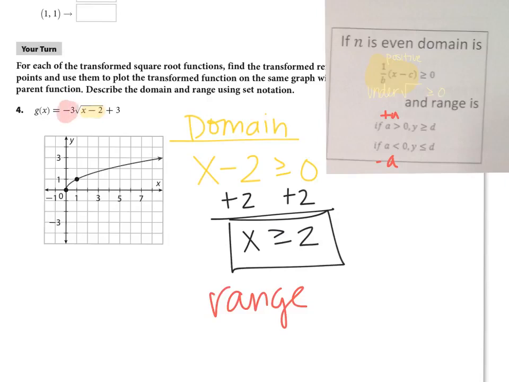So that means my range is going to be y's that are less than or equal to, and then I use d, whatever d is in this case, whatever my vertical transformation is. And that's where I get my range from. So range would be y is less than or equal to 3.